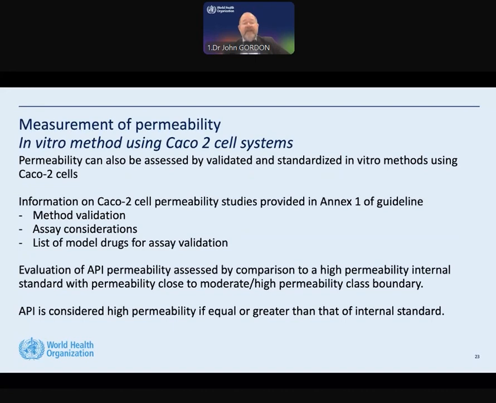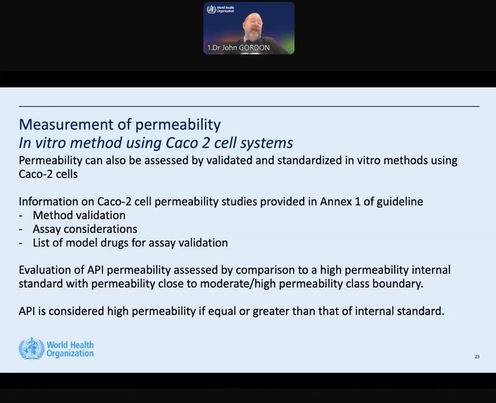Now the final in vitro method is in vitro methods using Caco-2 cell systems. And this I think is a valuable tool that's easier for a lot of industry to make use of compared to conducting the in vivo studies. The guideline provides a fair bit of information on Caco-2 cell permeability studies, including information on method validation, assay considerations, and the list of model drugs that can be used in the in vitro studies. All of this information is contained in an annex to the guideline.